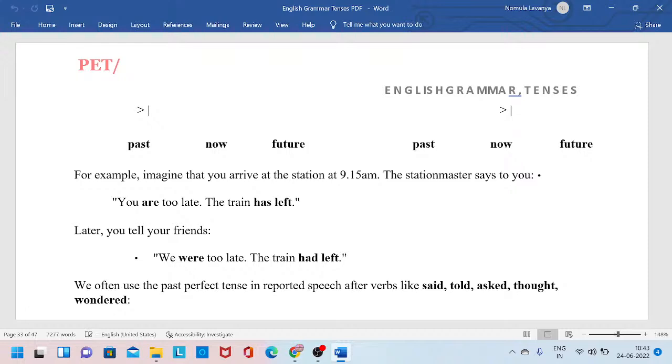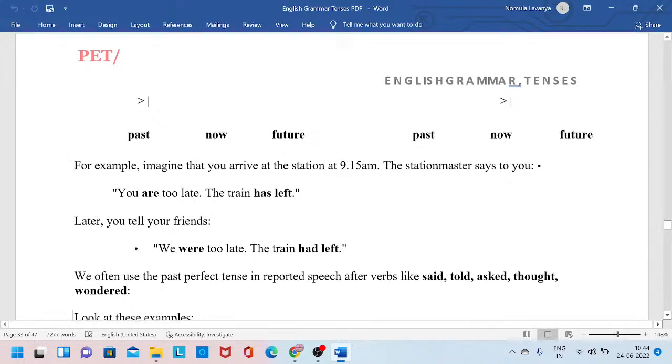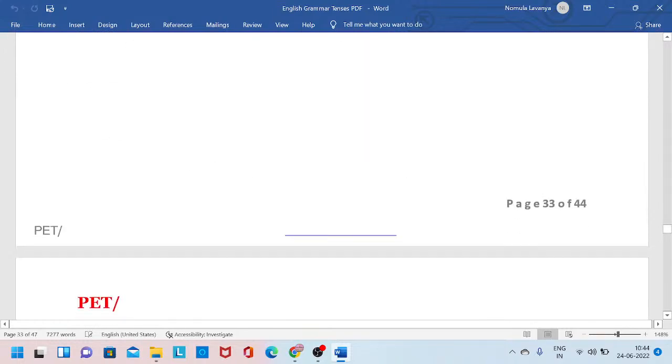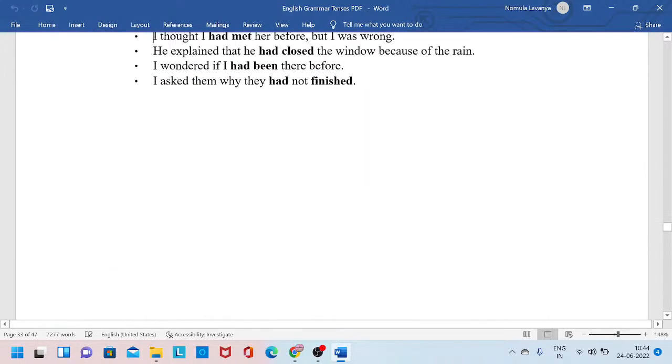We often use the past perfect tense in reported speech after verbs like said, told, asked, thought, wondered. These are the verbs. So look at the examples now quickly.